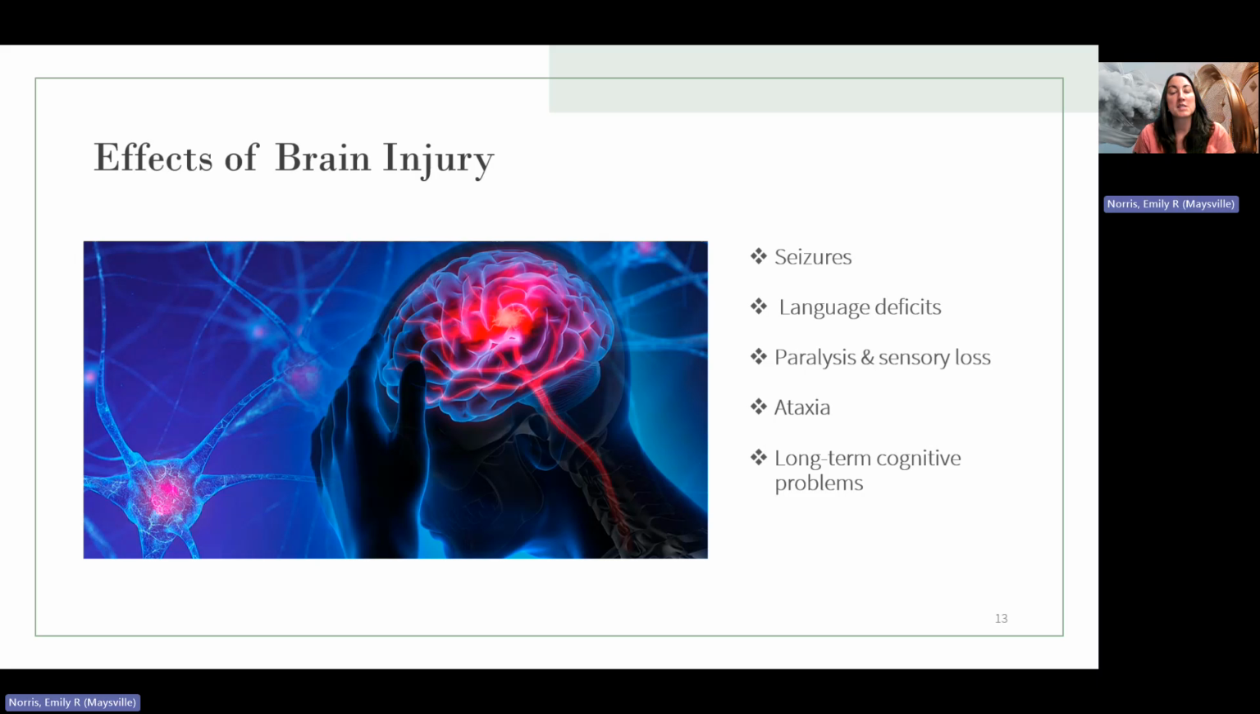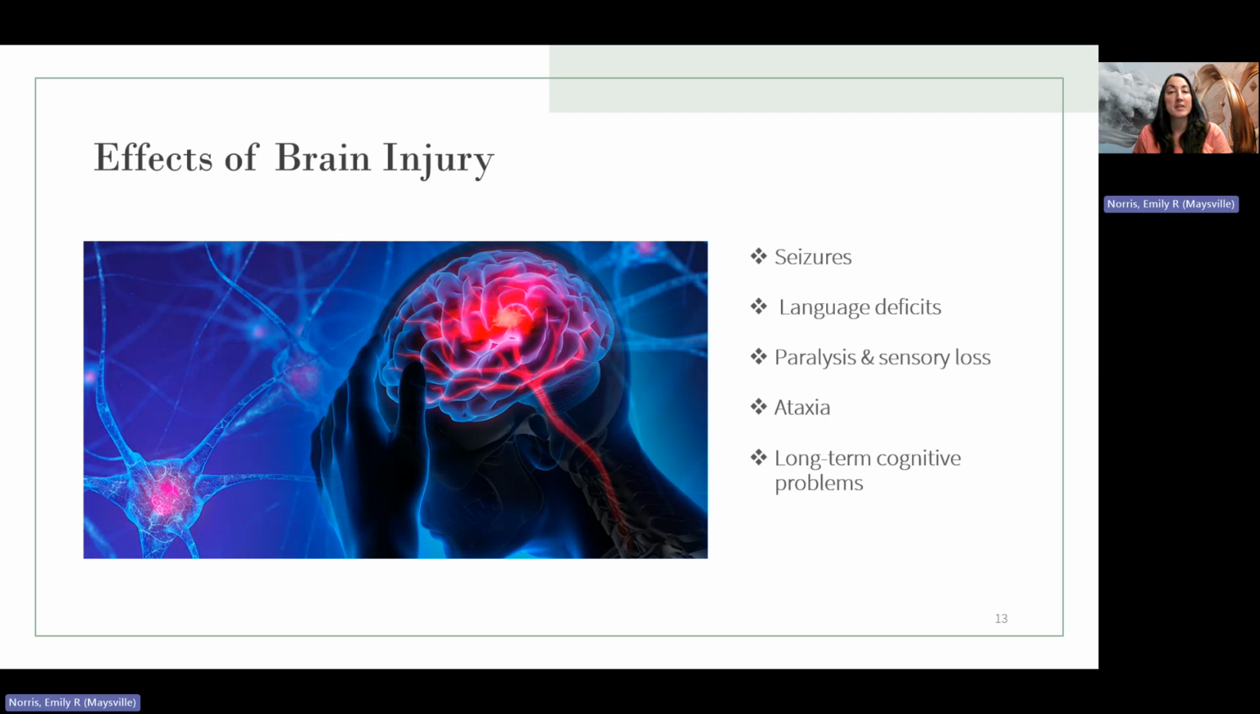So here's some of the things that happen after brain damage. Oftentimes the patient will have seizures, they'll have language problems, maybe understanding the language or speaking the language, paralysis and loss of sensation in areas, ataxia, so that's that lack of coordination, long-term cognitive problems, memory problems, difficulty learning new tasks, difficulty even performing routine tasks that they've done.